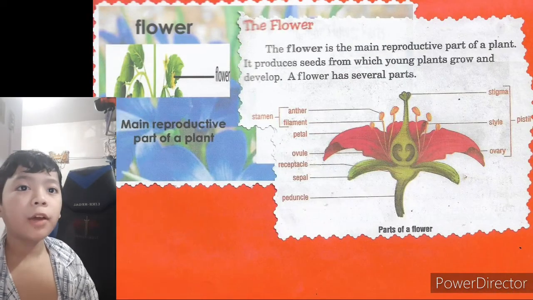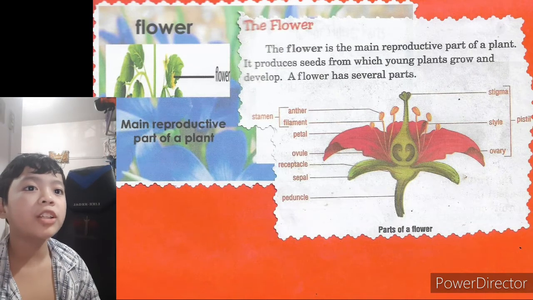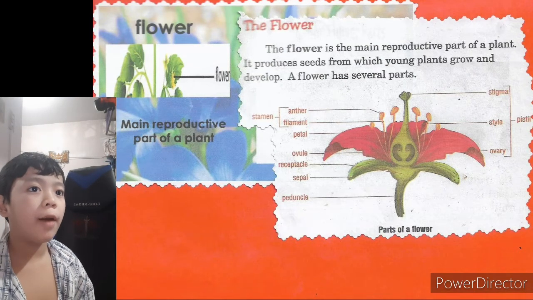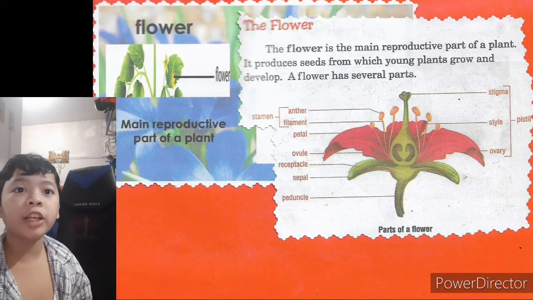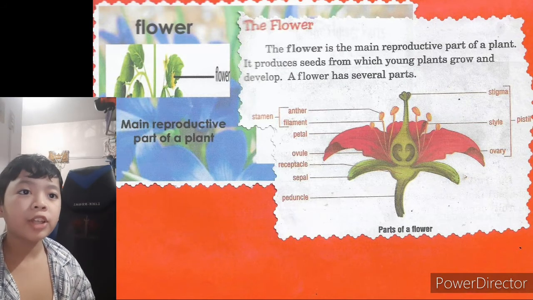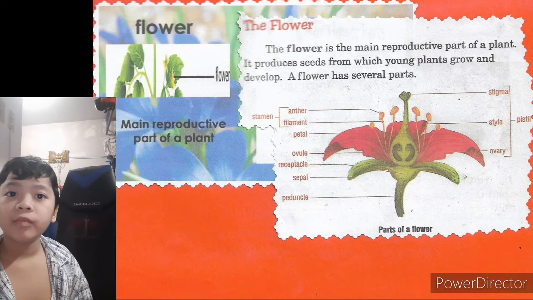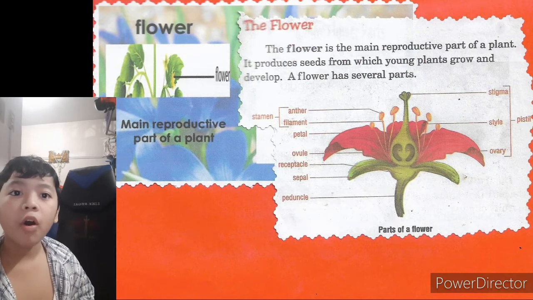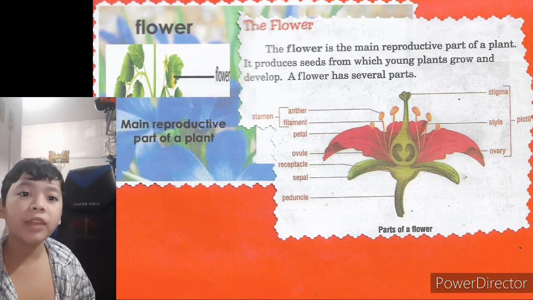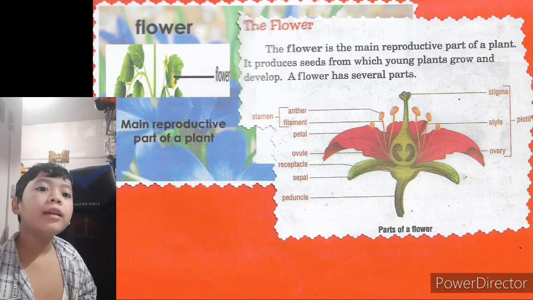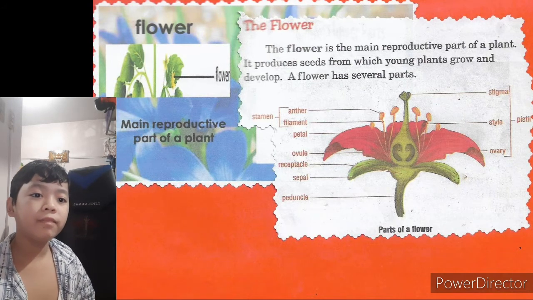The flower. The flower is the main reproductive part of a plant. It produces seeds from which young plants grow and develop. A flower has several parts: pistil, stigma, style, ovary, stamen, anther, filament, petal, ovule, receptacle, sepal, peduncle.